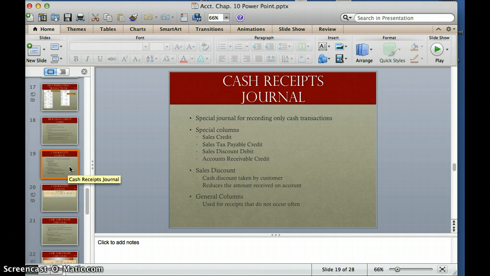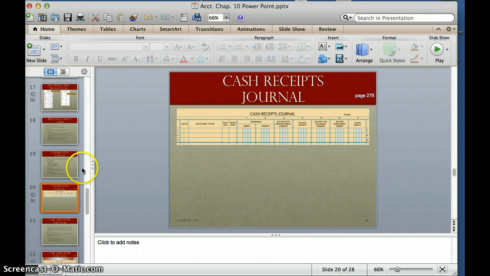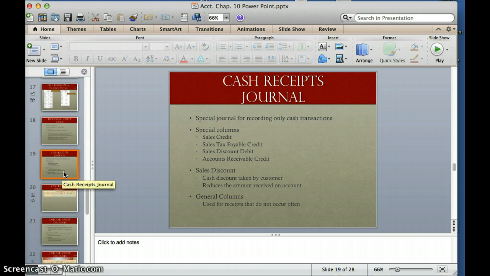The cash receipts journal has special columns. If you look at it here, it's got the general debit and credit, then it has accounts receivable credit, sales tax payable credit, then a sales discount debit and a cash debit. Remember that it's a cash receipts journal, so you're always going to have something in cash debit, because you're always going to be debiting cash when you receive it. And then our new column here is for our discount.